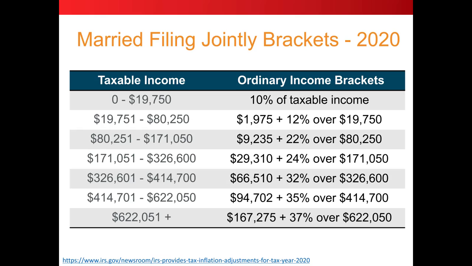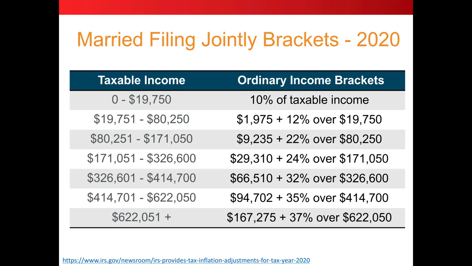We live in a marginal tax system, which means that each additional dollar of income gets taxed at the bracket rate that it falls under. So in this first bracket, from $0 to $19,750 of taxable income, you'd pay a 10% tax rate. And then any dollars that fall above $19,750 but below $80,250 get taxed at the next rate, which is 12%, and on down the line. In this way, higher income earners pay a higher overall percentage in taxes than lower income earners.